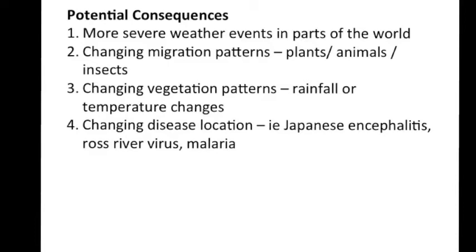The other thing that's of concern is disease locations. So if we have changing weather patterns, diseases that weren't previously able to survive in an area, such as Japanese encephalitis, Ross River, and malaria, are going to be more abundant in areas they weren't previously existing in.